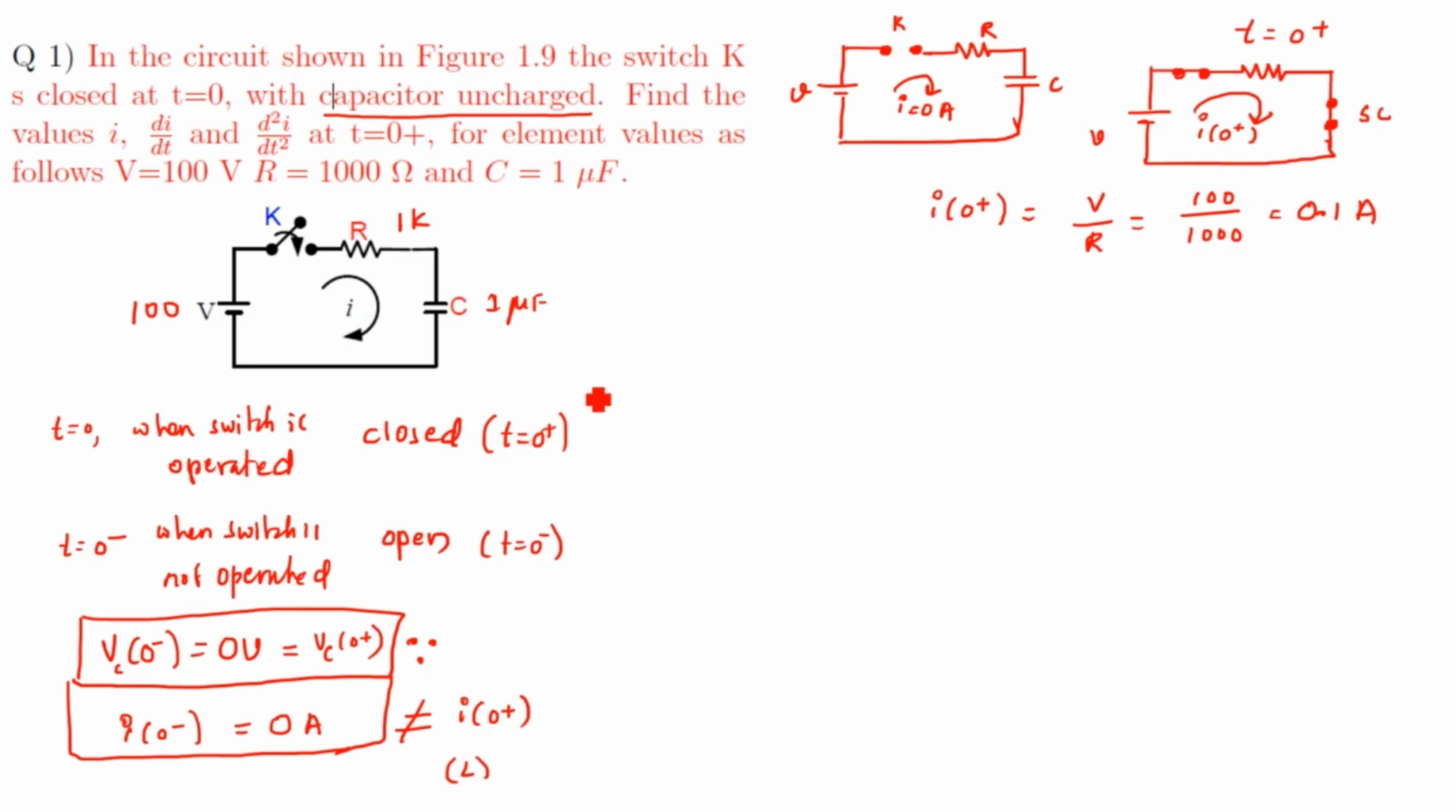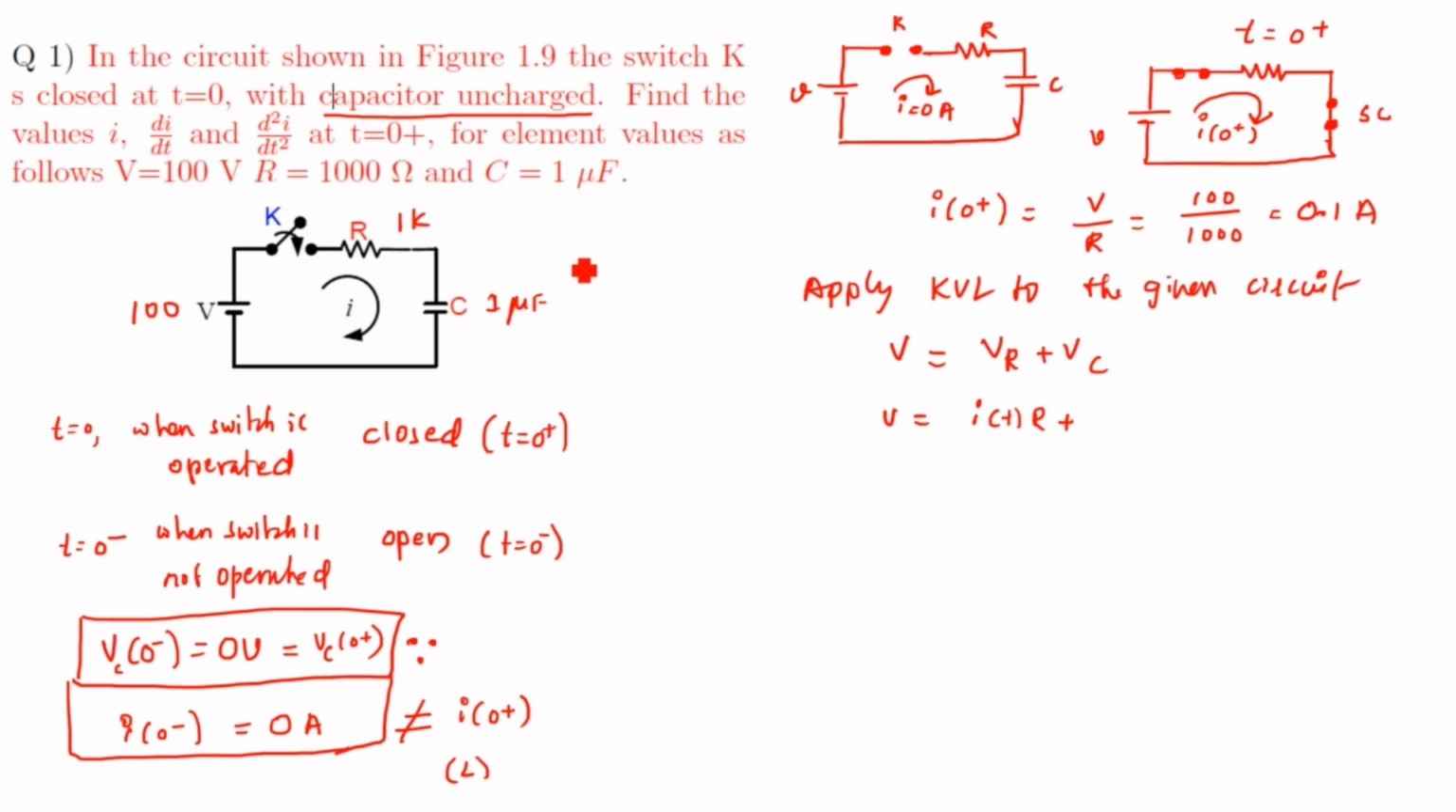Now, let us apply KVL to the given circuit. Voltage V equals the voltage across the resistor plus the voltage across the capacitor. So that is equal to I of t into R plus, what is the capacitor current? Capacitor current equals C into dV by dt.